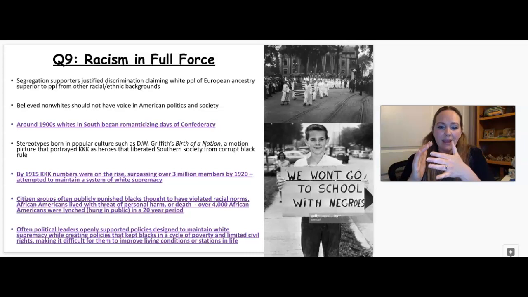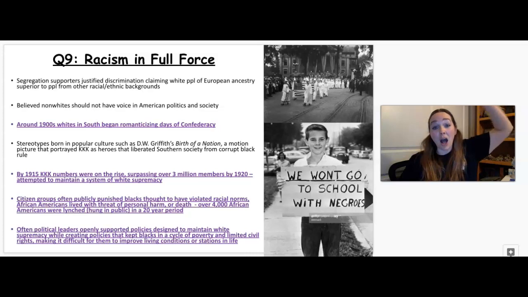So again, violence breaks out, right? Not just by the KKK, but in general, just violence in the South. In a 20-year period after Reconstruction's over in the late 1800s to early 1900s, there's over 4,000 lynchings of African Americans, guys. Again, that's when you're hung in public, right? And really, most of the time, it's white people lynching black people in public, and nothing was done.